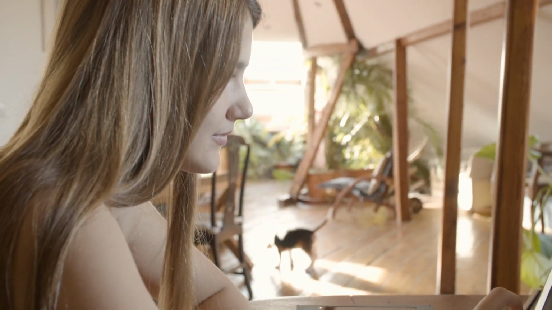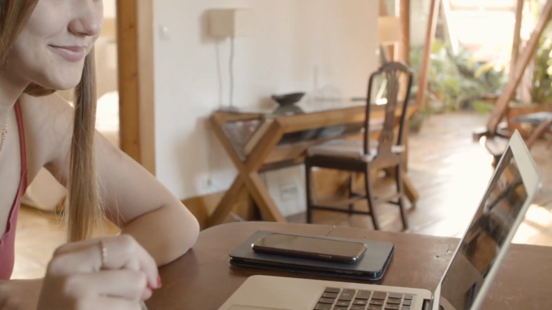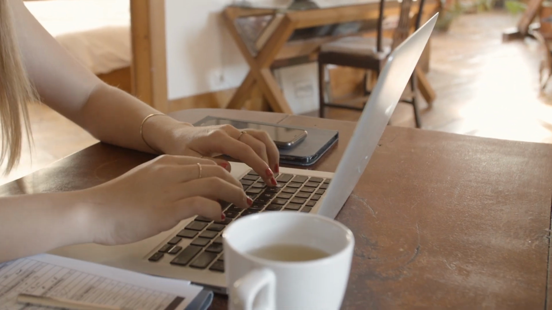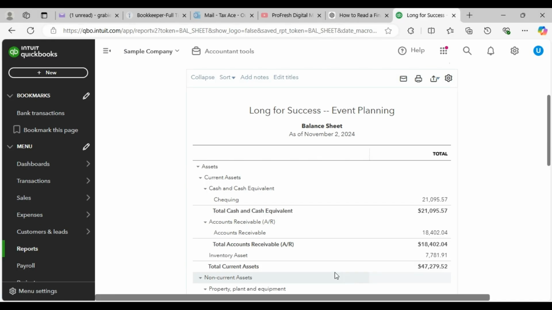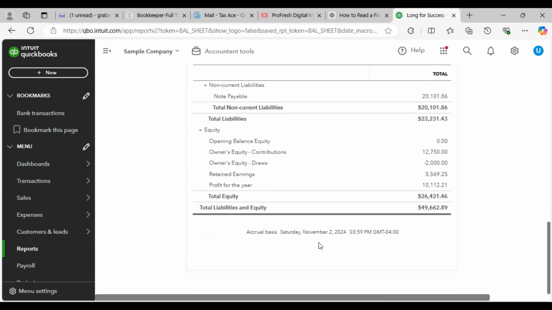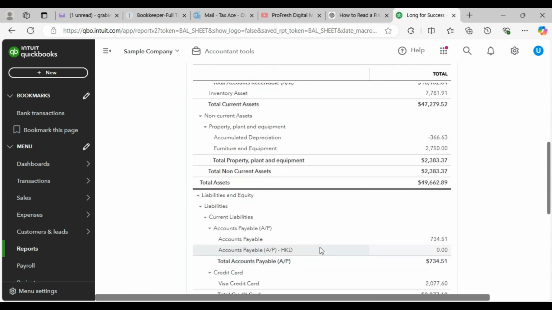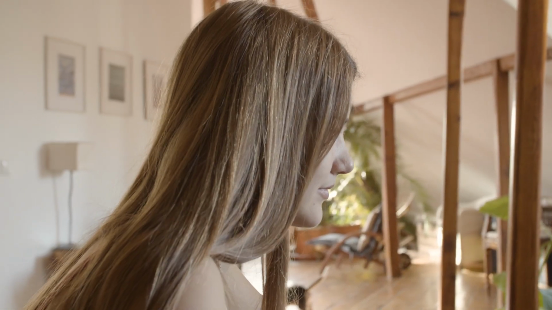1. Assets. This includes things like cash, inventory, and property. They're usually listed by how quickly they can be turned into cash. 2. Liabilities. These are debts and obligations the company owes to others. 3. Equity, also called shareholders' equity or owner's equity. This represents what's left for the owners. A common metric to remember is the equation: assets equals liabilities plus equity.